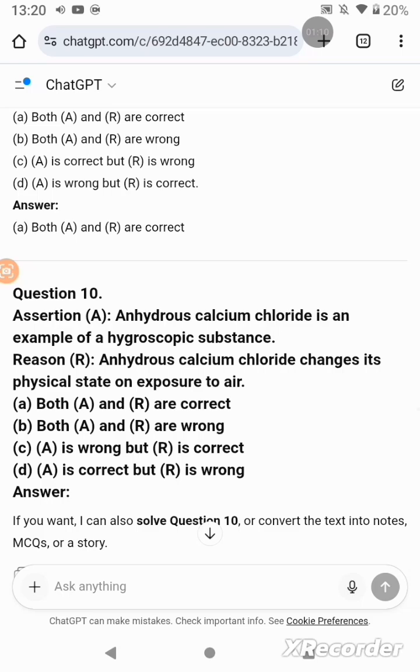Question 10. Assertion A: Anhydrous calcium chloride is an example of a hygroscopic substance. Reason R: Anhydrous calcium chloride changes its physical state on exposure to air. A. Both A and R are correct. B. Both A and R are wrong. C. A is wrong, but R is correct. D. A is correct, but R is wrong.